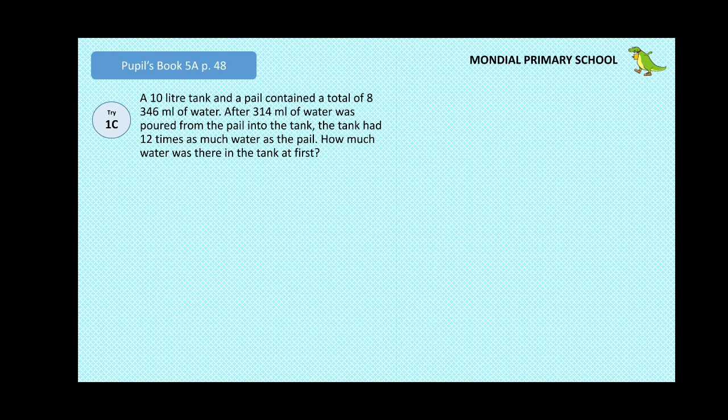A 10-liter tank and a pail contain a total of 8,343 milliliters of water. After 314 milliliters of water was poured from the pail into the tank, the tank had 12 times as much water as the pail. The question is, how much water was there in the tank at first?